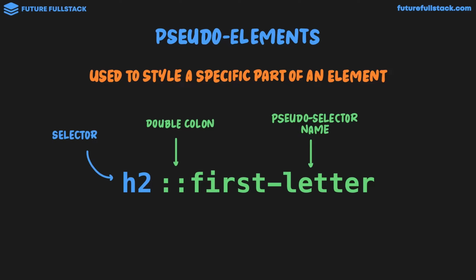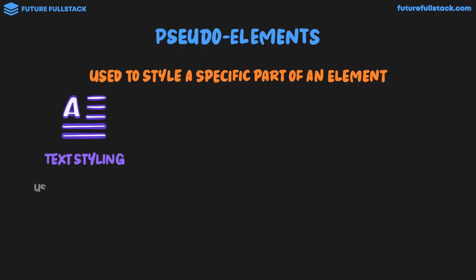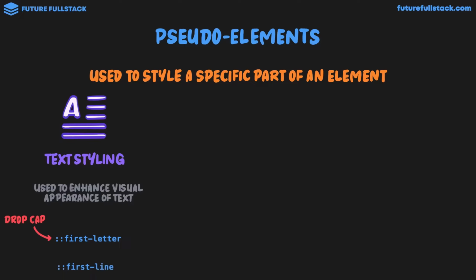So let's now take a look at different pseudo-elements. The first group of pseudo-elements have to do with text styling, where they're used to enhance visual appearance of text. The first example of this is the first letter pseudo-element, which, as the name suggests, will target the first letter inside a text element like a heading or paragraph, and this gives us something called a drop cap, which you can see in my image here, where the first letter will be larger than the rest. This kind of styling you'll often see in some publications like books or magazines. The other text styling pseudo-element is first line, which, as the name suggests, targets the first line of text, and often this will be a paragraph opening line, as a paragraph usually contains multiple lines of text.